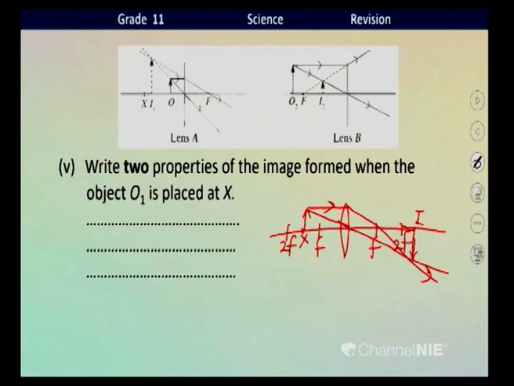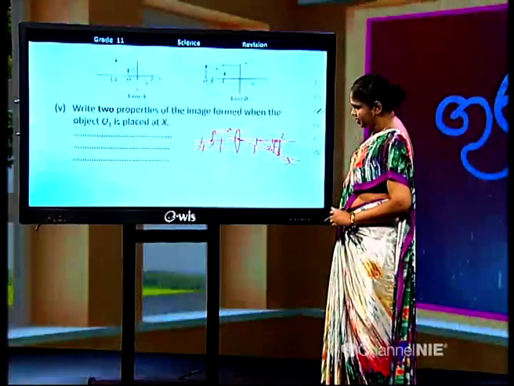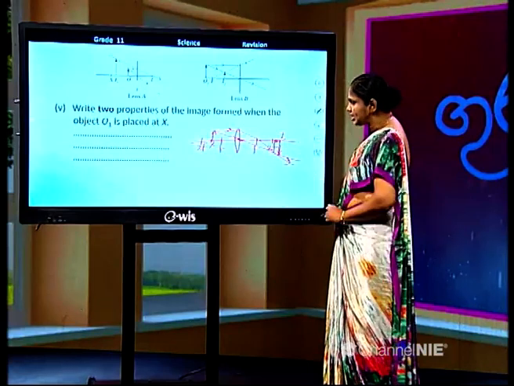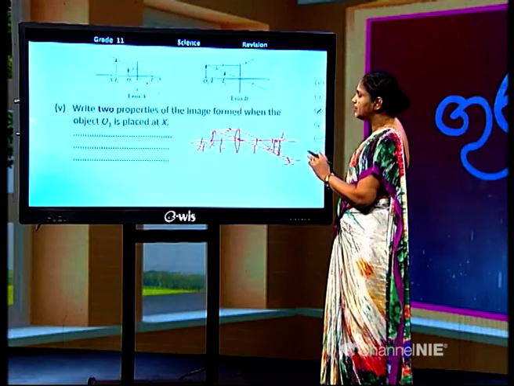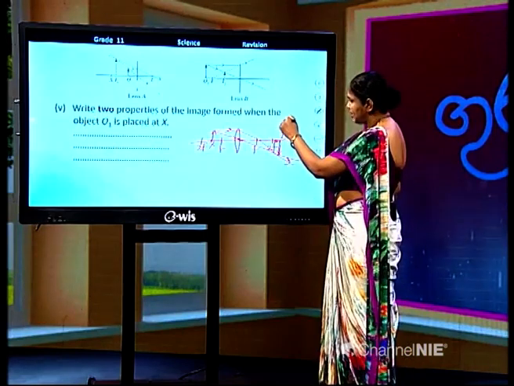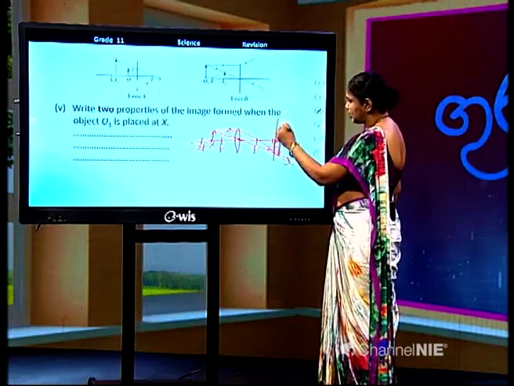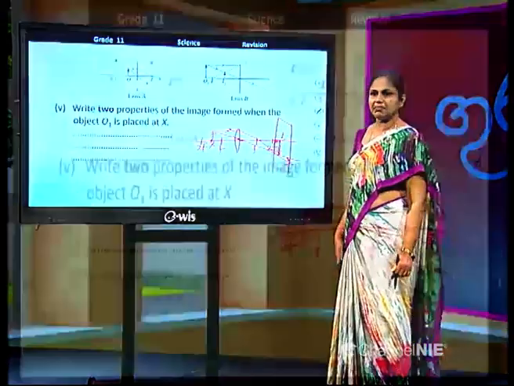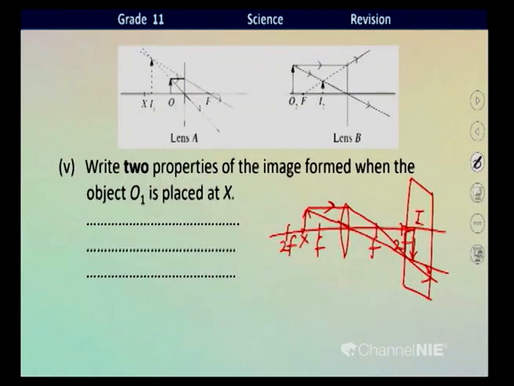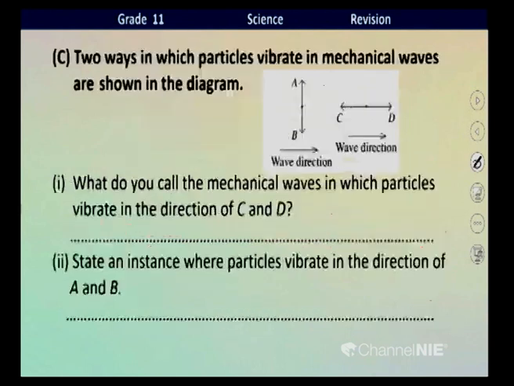This must be the image. Then, what are the characteristics of the image formed here, children? It is inverted, enlarged, magnified, and real, because this image can be taken onto a screen. If you keep a screen here, this image can be taken onto a screen, children. Therefore, these are the characteristics: magnified, inverted, real. Okay. Then move to the next question.